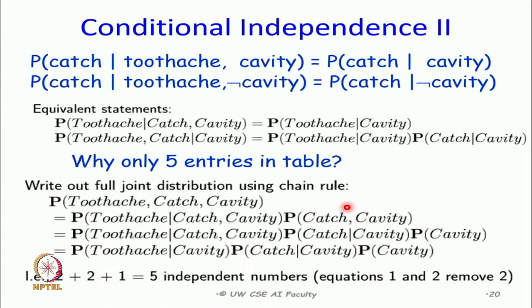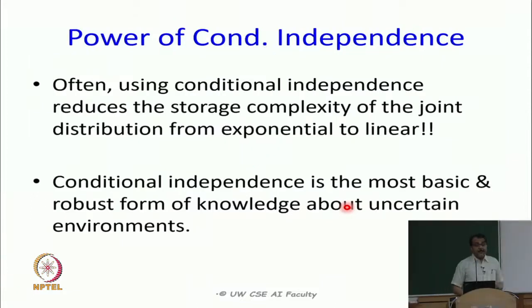So, therefore, what I have done is that I have used the power of conditional independence to go from 7 parameters originally to 5 parameters. We need 5 independent numbers and we can use the power of factorization to do all your computations. Conditional independence is extremely powerful. It often is the reason how we are able to reduce the storage complexity of a joint distribution, sometimes even from exponential to linear. Conditional independence is the most basic but also most robust form of knowledge about uncertain environments.